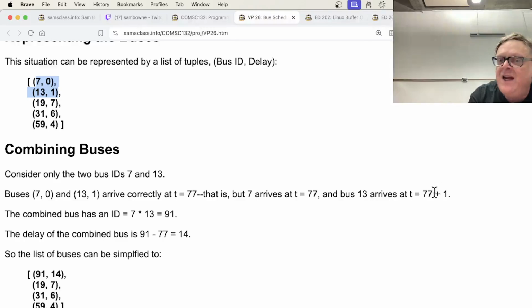And the delay, this one was going to have the correct occurrence happen at 77 seconds after time 0. This one is going to repeat at 91. So it's 14 seconds later than that. That's where you get this number.